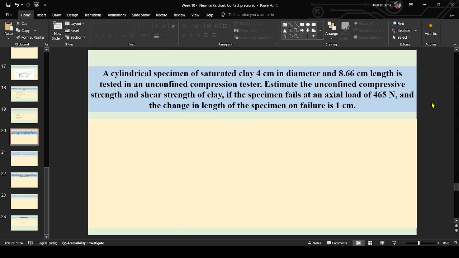A cylindrical specimen of saturated clay 4 cm in diameter and 8.66 cm length is tested in an unconfined compression tester. Estimate the unconfined compressive strength and shear strength of clay if the specimen fails at an axial load of 465 Newton and the change in length of the specimen on failure is 1 centimeter.